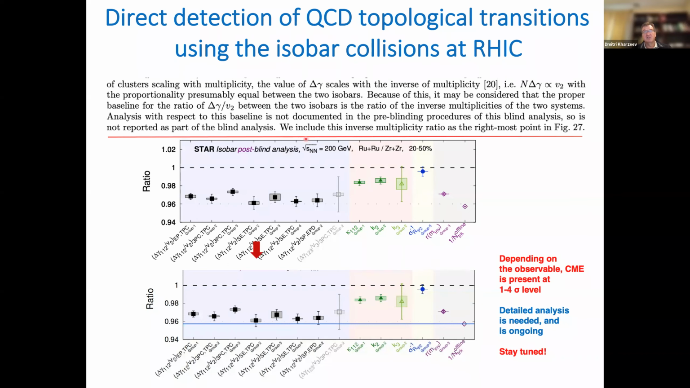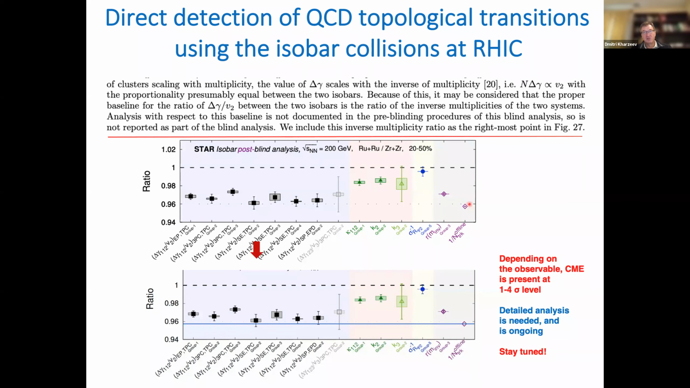However, they did include this inverse multiplicity ratio as the rightmost point in their summary plot, which is figure 27, which I show here. So this is the ratio of observed multiplicities, which I think most, well, actually, I have yet to meet a person who would believe that this is not the right baseline. Everyone I talk to believes that this is the right baseline.